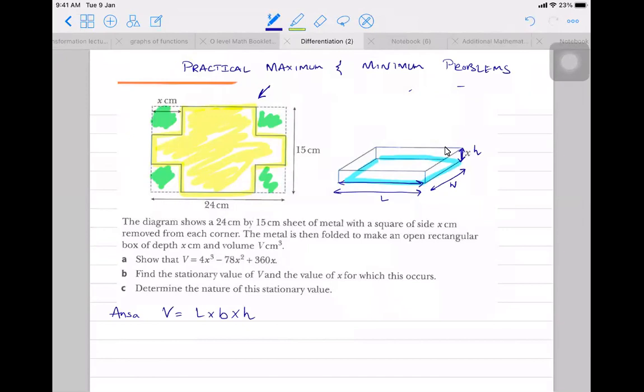So this length is going to be 24 minus 2x. Same goes for the width. This is going to be 15 minus 2x. Multiply by the height, that is x.